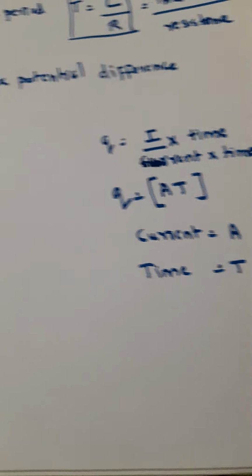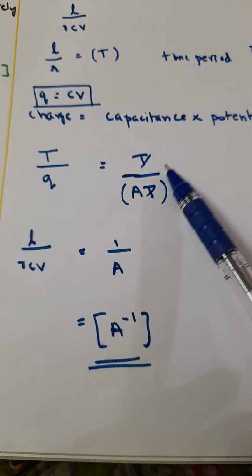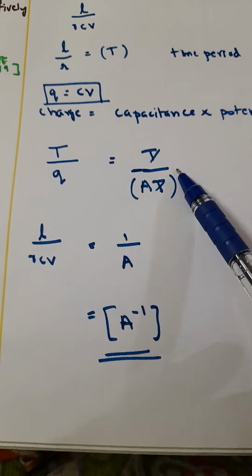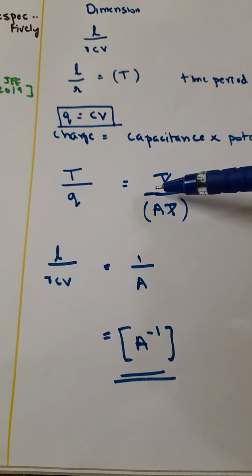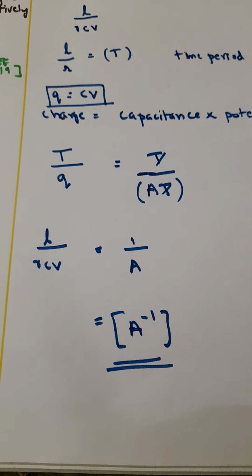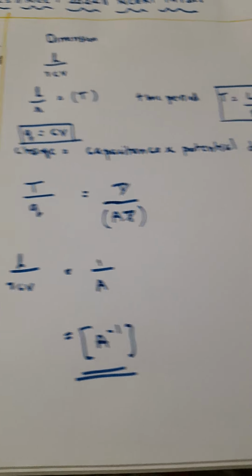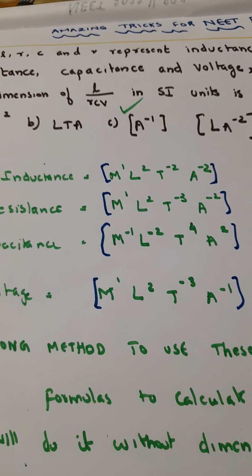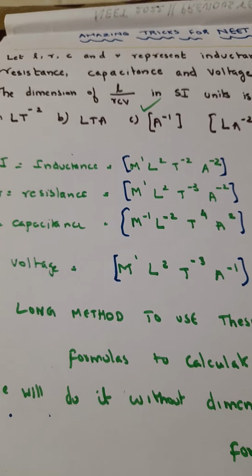So now we will just do the substitution, that is T by Q is equal to T by, instead of Q what do you put, AT, okay, T by AT. So what do you get now, T and T will get cancelled, we will get L by RCV is equal to 1 by A. Okay, 1 by A is nothing, it is A raised to minus 1. See, you are getting the choice third as the answer. See how easy you can do if you remember such short tricks.